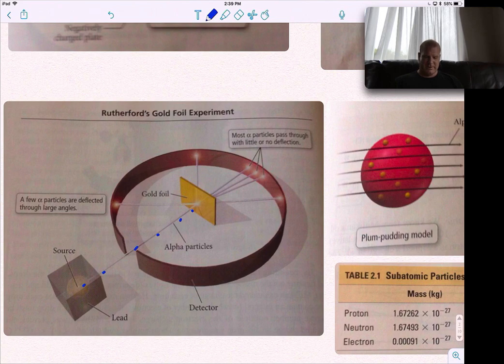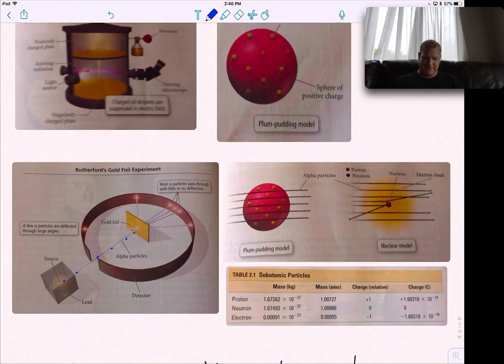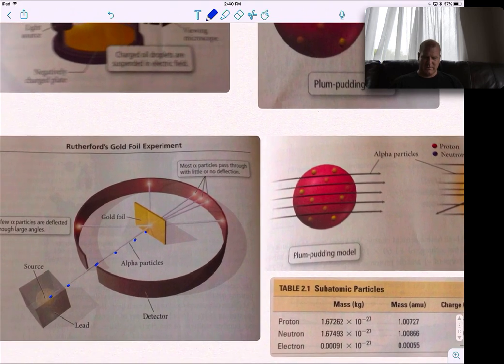So he shot radiation towards gold foil, and he said, you know what, this would be easy. If it's Dalton's atomic theory, that's right, they're all hard spheres, they'll all bounce off. If the plum pudding model is right, it's going to go right through. And that's what he expected. But most of them went through, but then some of them were deflected.